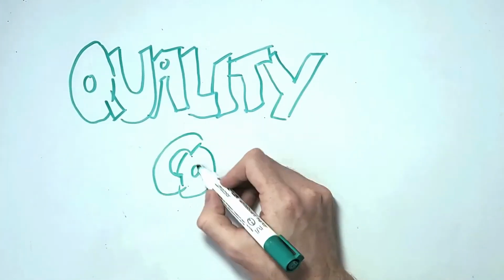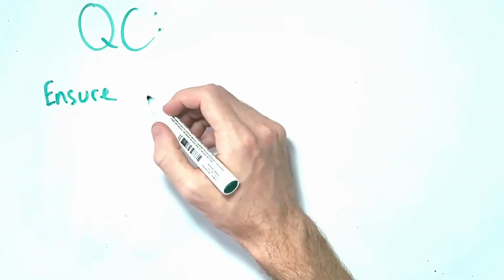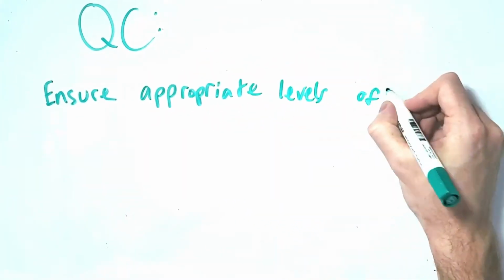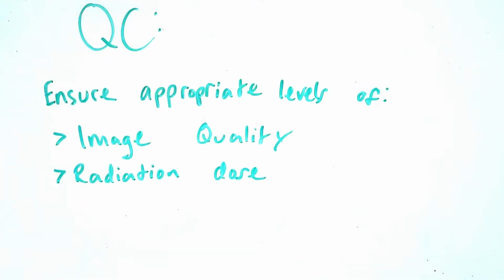Quality control is a process of inspecting and testing equipment on a regular basis to ensure it is functioning safely and as intended. In CT scanning, this can mean ensuring image quality is of high standard and that radiation doses are appropriate, and just that we're operating to a high standard overall.